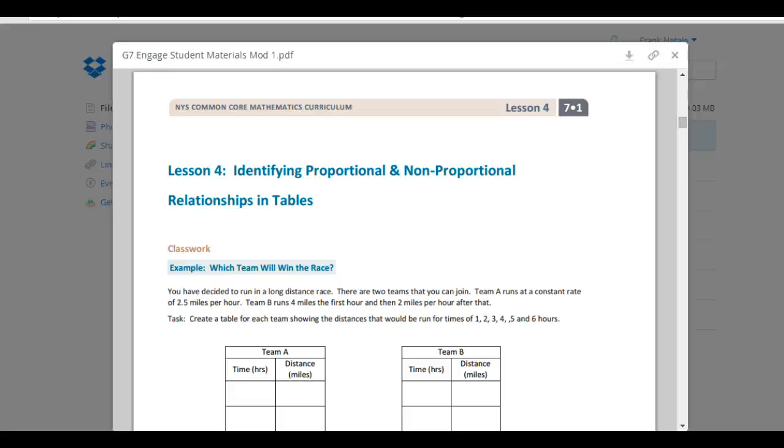Yes, welcome to Lesson 4 in the Ratios and Proportional Relationships section. This is Module 1 we're working in, and today we're going to talk further about identifying proportional and non-proportional relationships in tables.